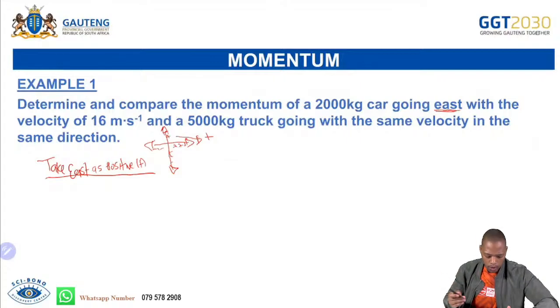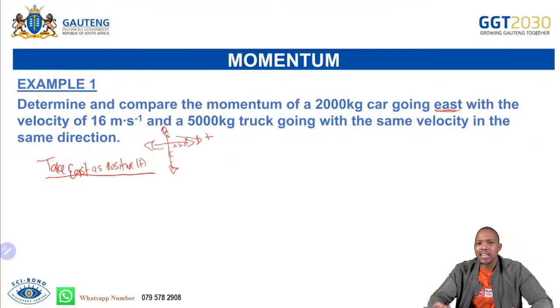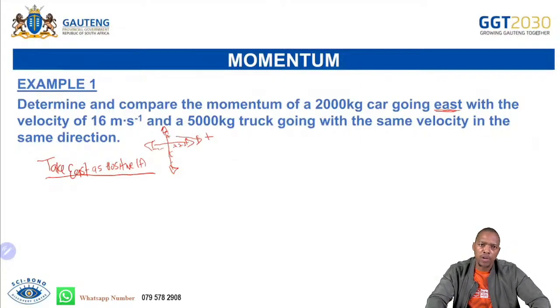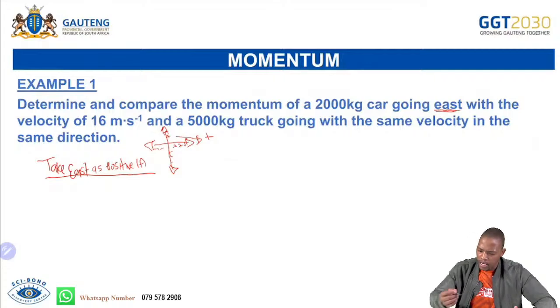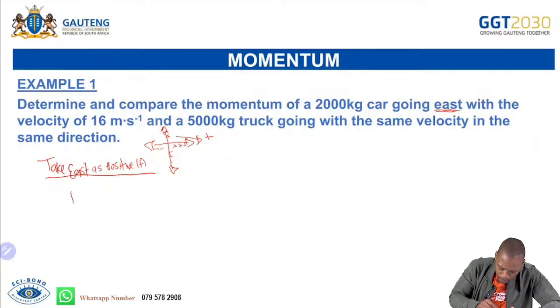And I attempt the calculation by doing what? Writing the formula as it is, taking it from the data sheet, table 2 of the formula sheet. If you remember, I page through, I go there, I look for the momentum formula, because they said I must determine and compare the momentum. And I'll find that the momentum formula is what? p equals mv.